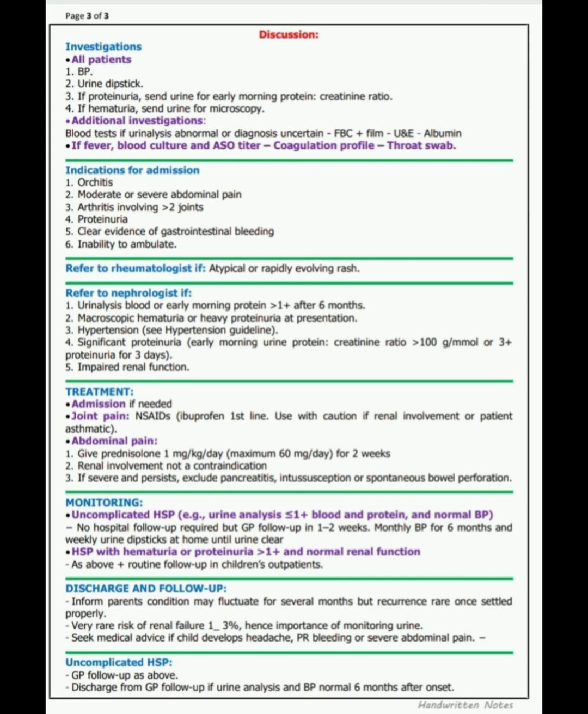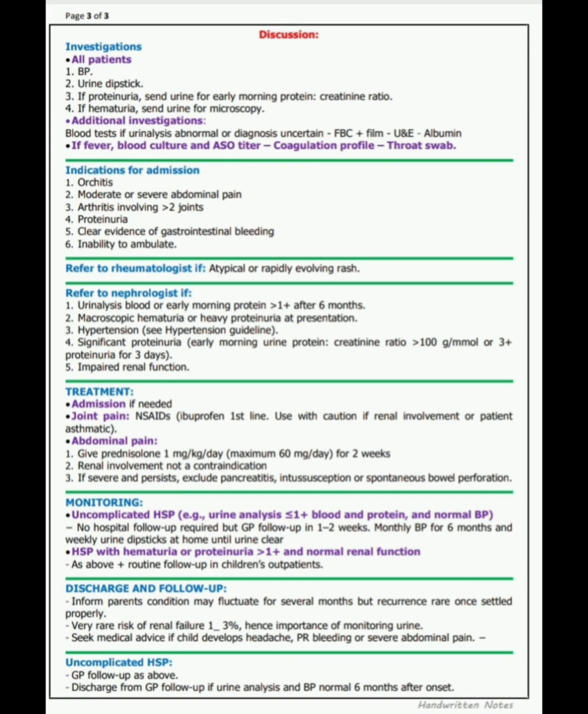What are the indications for admission of a Henoch-Schönlein purpura patient? The indications are 6. Number 1, orchitis. 2 is moderate or severe abdominal pain. 3 is arthritis involving more than 2 joints. 4 is proteinuria. 5 is clear evidence of gastrointestinal bleeding. And 6 is inability to ambulate. Refer to rheumatologist if atypical or rapidly evolving rash. Refer to nephrologist: there are 5 points for referral to nephrologist.